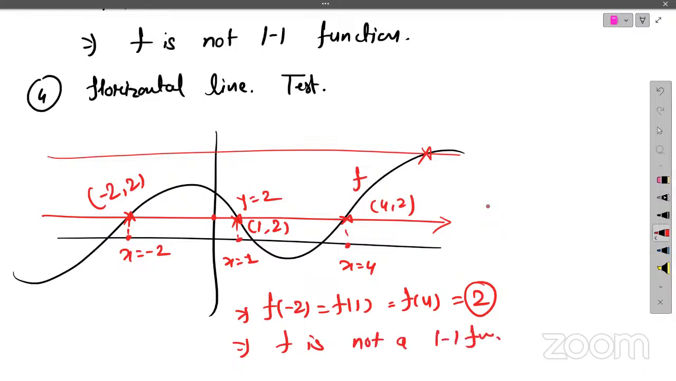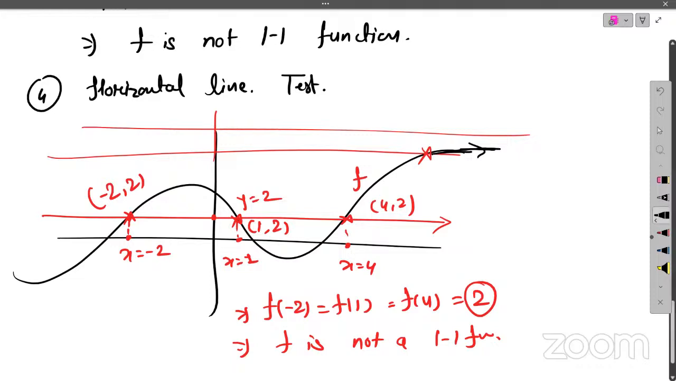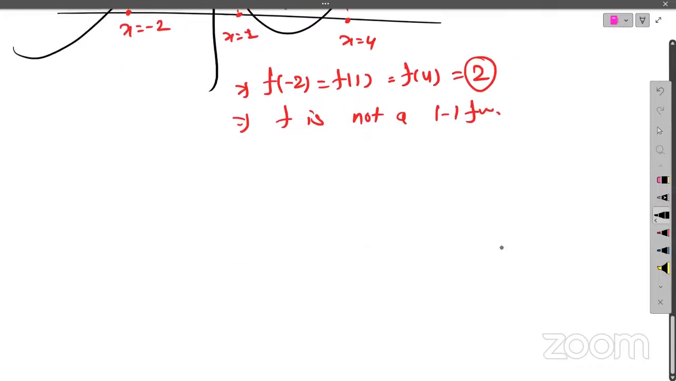So if you have a graph and you draw several horizontal lines, and those horizontal lines intersect your graph at most once only, it is possible that at some point it won't intersect the graph. For example, suppose this graph is growing from a constant onwards. Then if you draw a line up here, it won't intersect our graph. That's fine, that's okay. But it should intersect at most once only. Then only we can say that our function is a one-one function.